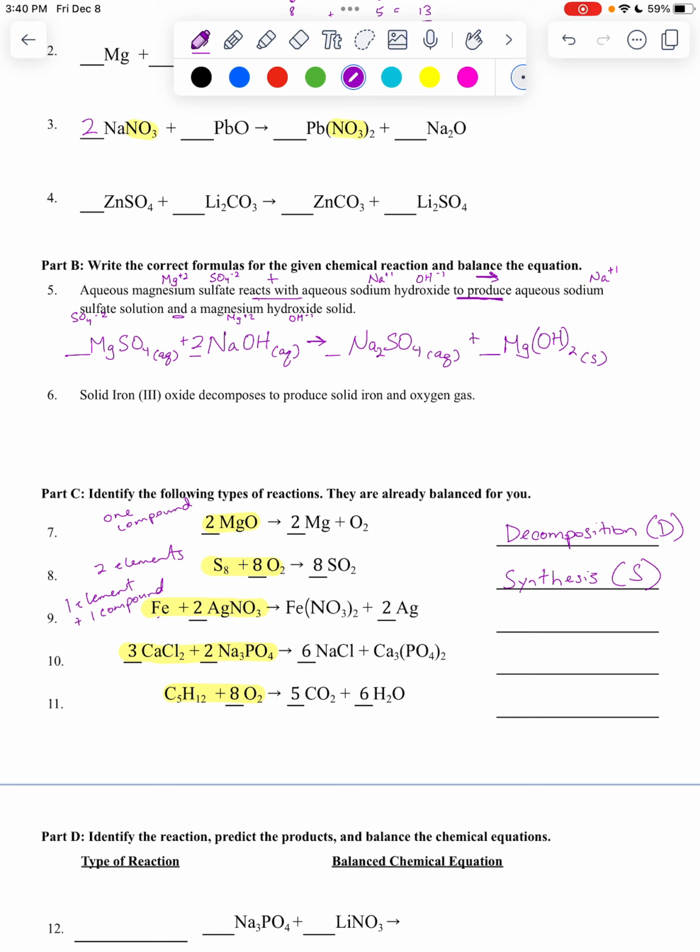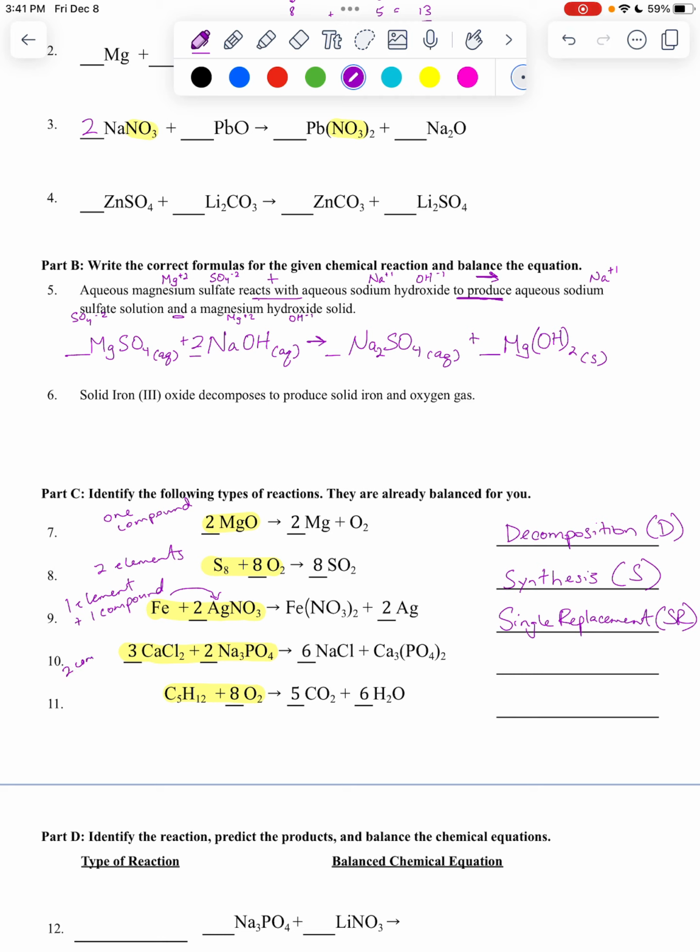Fe is an element, so I have 1 element here, but I also have 1 compound. If I have an element and a compound, that means that I have a single replacement reaction that's going to take place. That single replacement reaction is going to be the element taking the place of the other element in the compound that's most like it, right? Metals replace metals, non-metals replace non-metals. So in this case, iron replaces silver, and this is a single replacement, SR.